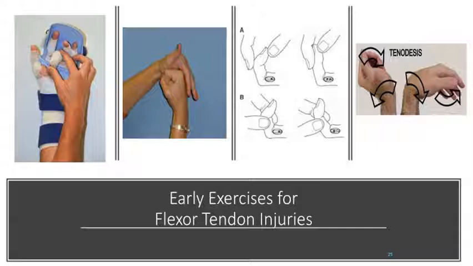The last picture on the right is an illustration of tenodesis. Tenodesis is when you extend your wrist. You can try it on your own wrist. The fingers automatically fall into slight flexion. The opposite is when you flex the wrist, the fingers then move into more extension. This is tenodesis.